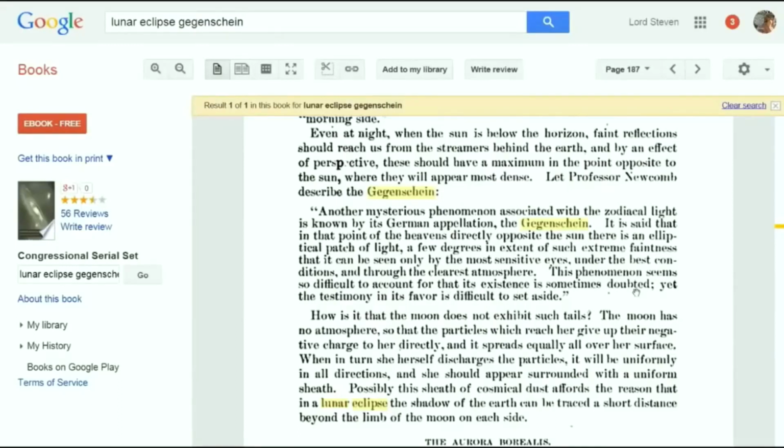Now, why do you think people would doubt that? Would doubt its existence? You know why, don't you? Because you cannot have a lunar eclipse in a heliocentric model. That's why they doubt its existence. Yet the testimony in its favor is difficult to set aside.